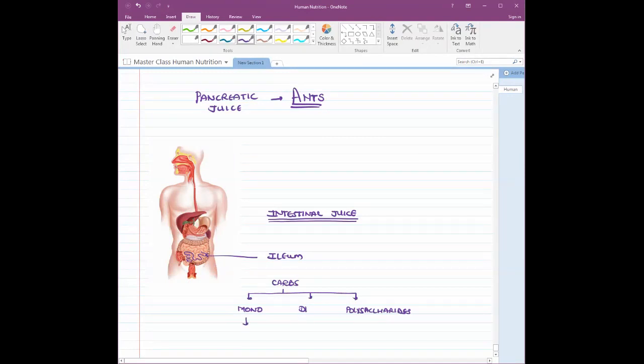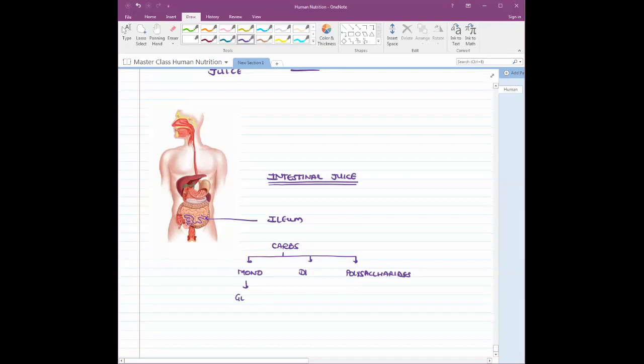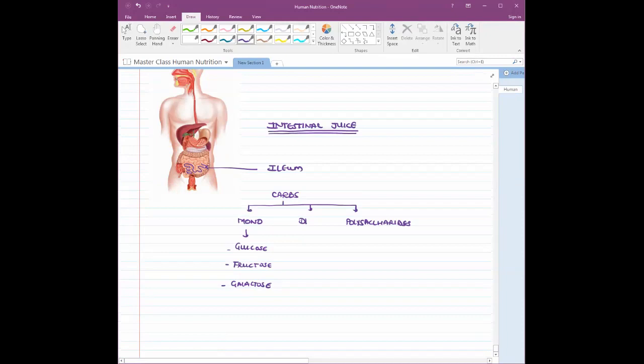Guys, in monosaccharides, we have glucose, second, we have fructose, and third, we have galactose. These are the three monosaccharides. But when we talk about disaccharides, they consist of two units. If you have glucose plus glucose, this is going to result in maltose. If glucose binds with fructose, glucose plus fructose, then we get sucrose.